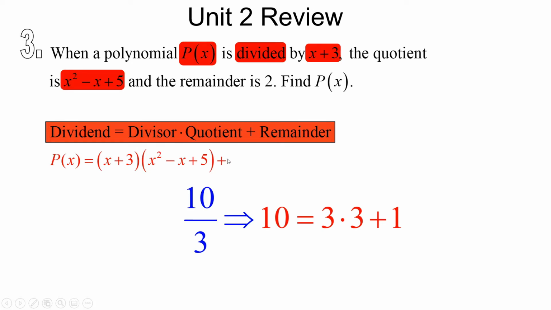If I knew the remainder, I'd be done. Oh, look at this, and the remainder is 2. So guess what? P of x equals x plus 3 times the quantity x squared minus x plus 5 plus 2. And I want this left in this form because I want to clearly see the divisor times the quotient plus the remainder. Thank you.